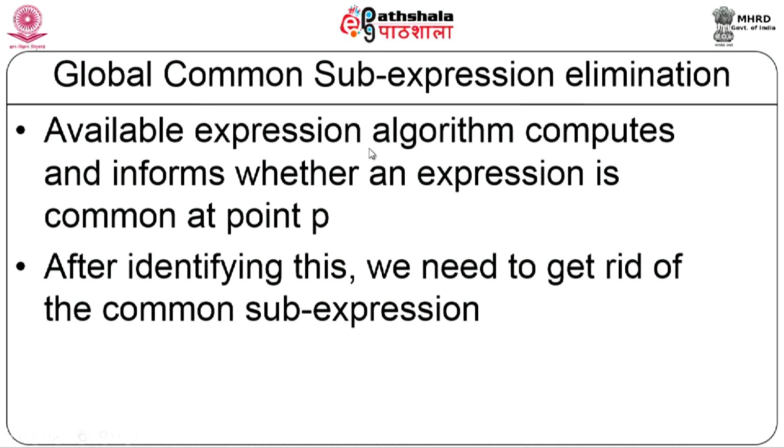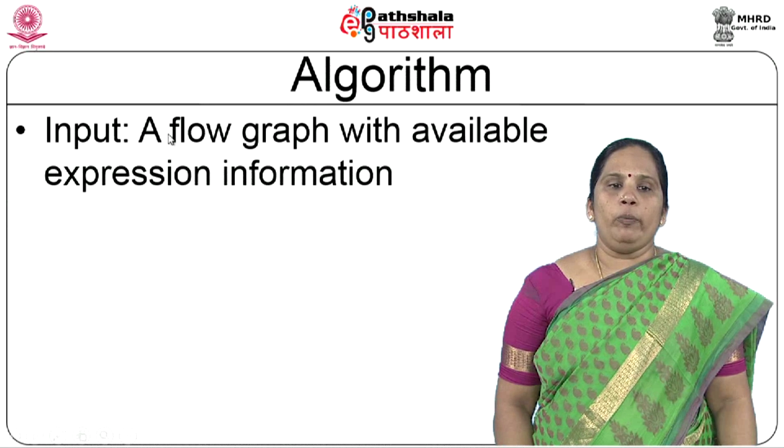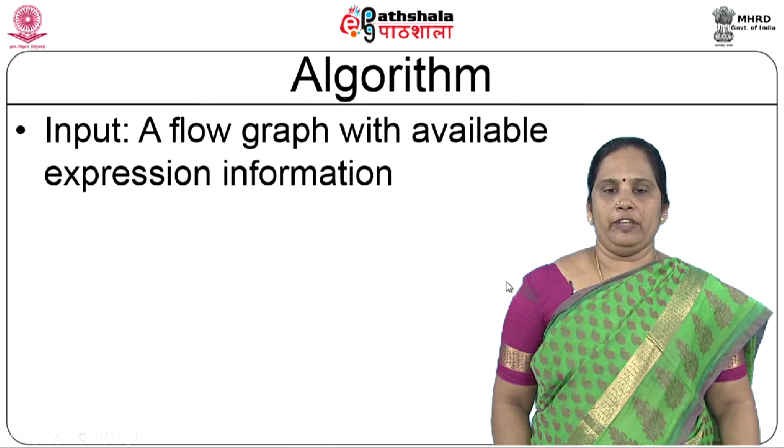Now, after identifying this available expression, we need to get rid of it if it is going to be a common sub-expression. If it is available from multiple blocks, then we need to get rid of that as a common sub-expression. The available expression will tell you whether it is going to be available from block B1 or B2 or B3, whatever it is. If it is available from multiple blocks, then I will have to treat that as a common sub-expression. Now, the algorithm here: the input will be a flow graph with available expression information.